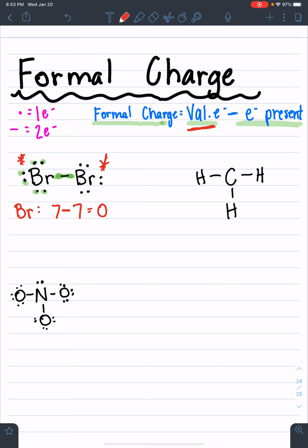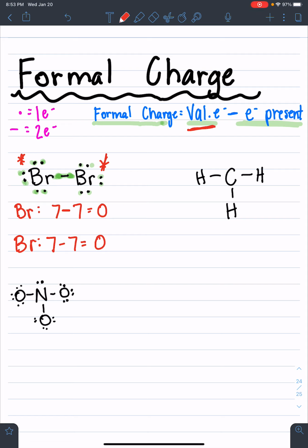Now if we do this other one, we get Br. It normally has 7 valence electrons. Then we count the electrons around it: 1, 2, 3, 4, 5, 6, and then this one right here, 7. So it's also going to be 7 minus 7, 0. All right, let's look at our next example.